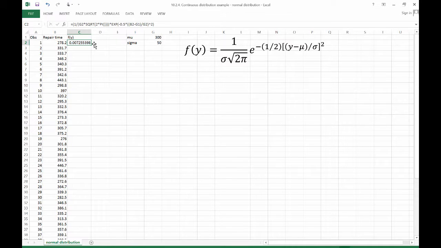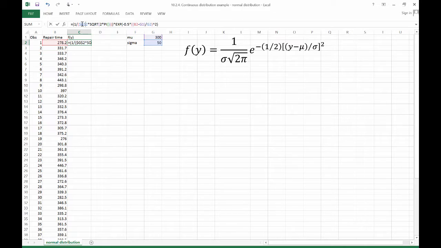What we want to do here is not retype that equation over and over again. We just want to drag this down for all 50 observations. But whenever we drag that down, our mu and sigma cells are going to change, unless we hold them constant. So we need to hold these values constant by putting dollar signs in front of the row and the column. Really, since we're just going to be dragging this down straight, we could put dollar signs just in front of the two rows, row 1 and row 2. However, let's just hold the entire cell constant.